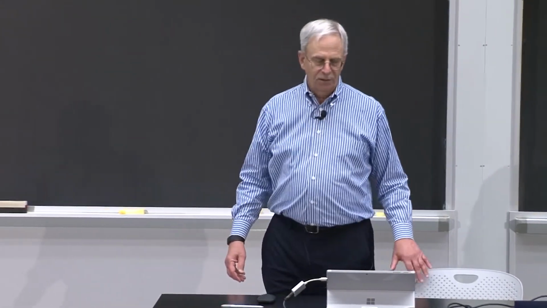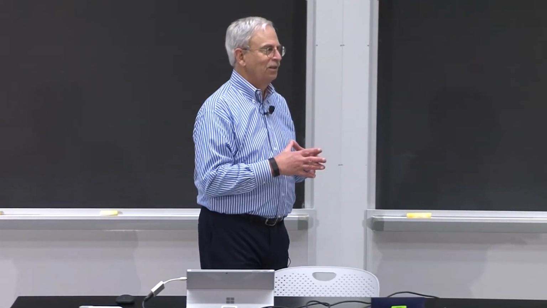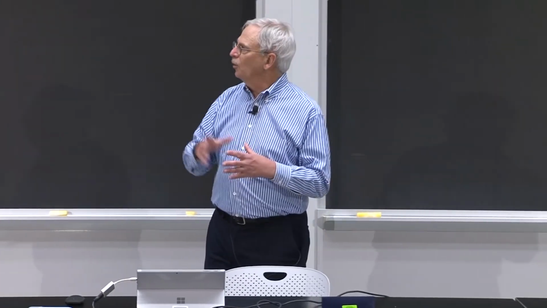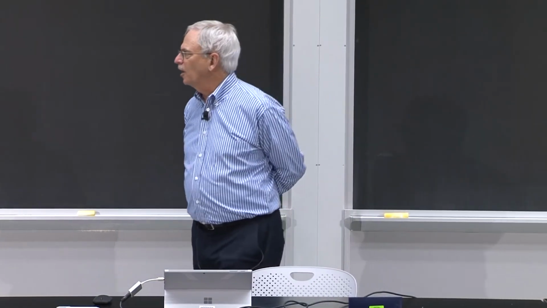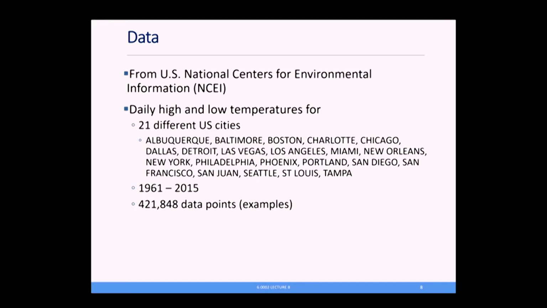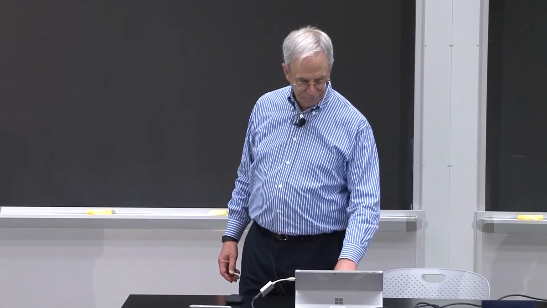The data we'll be going to use is real data, and it's in the zip file that I put up for the class from the US Centers for Environmental Information. It's got the daily high and low temperatures for 21 different American cities every day from 1961 through 2015. So it's an interesting data set, a total of about 422,000 examples in the data set. So a fairly good-sized data set. It's fun to play with.